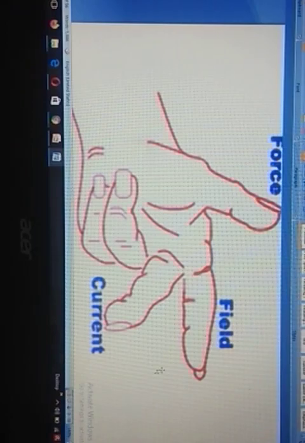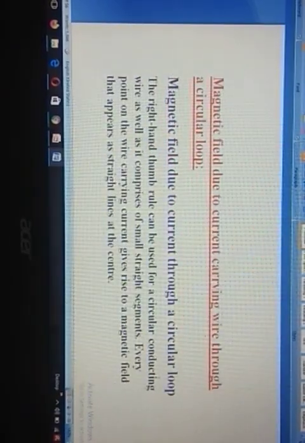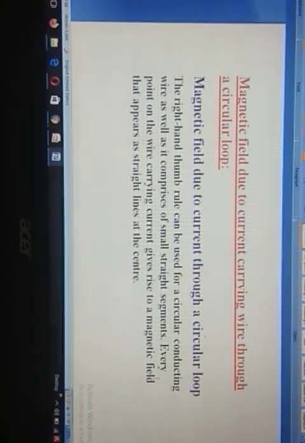A force acting on the current carrying conductor in the magnetic field is shown by the direction of forces. Now we have to learn about the magnetic field due to the current carrying wire through a circular loop. The magnetic field due to the current through a circular loop.